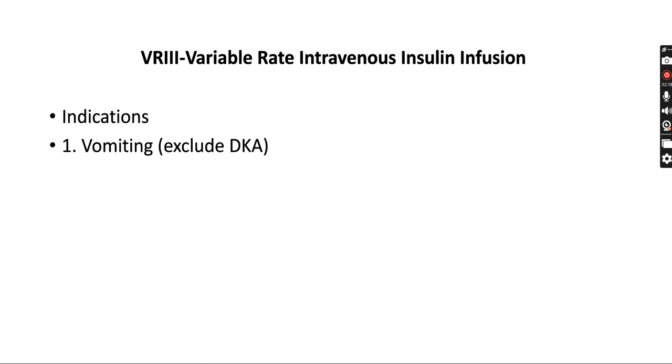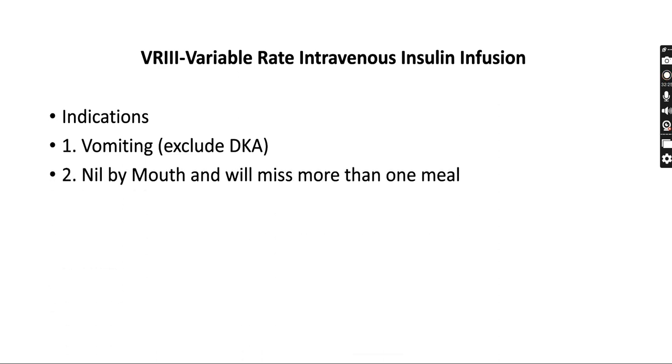So once DKA has resolved, we change to variable rate intravenous insulin infusion. The indications are patients who cannot eat and drink because of vomiting, but make sure that you rule out DKA. In some conditions we need to keep the patient nil by mouth because of risk of aspiration or waiting for the swallow assessment the next day, or sometimes a surgical preoperative procedure needs nil by mouth. We had better put them all on variable rate insulin infusion.